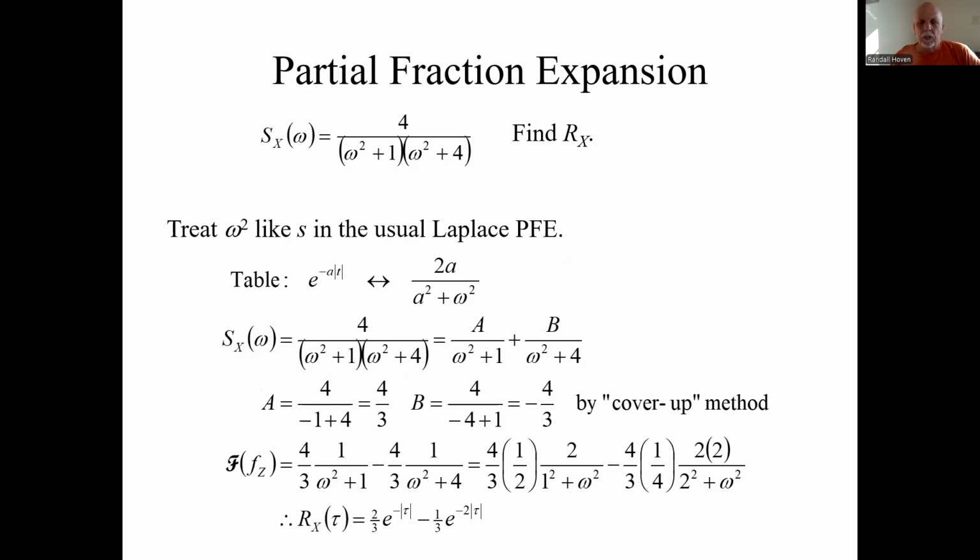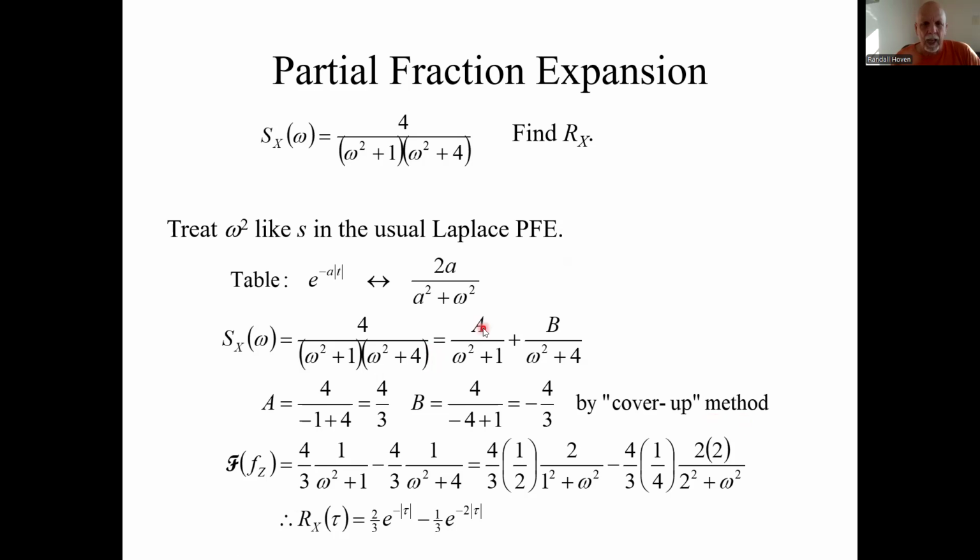So we have this, and we're going to use partial fraction expansion. And remember, that means you break up the denominator. Treating the omega squared like s, these are just real poles, real roots of the denominator. So you just put a constant up in the numerator and break up that denominator like this. And since these are simple real roots, we can use the cover-up method.